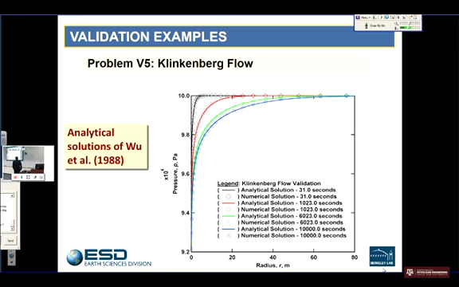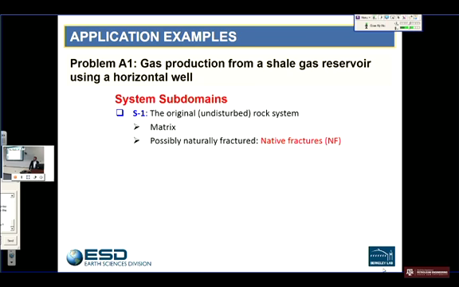And what you see over here is a comparison between the numerical solution and the analytical solution. So we're pretty happy after that. We can never say that a code is perfect, but we have indication that it works quite well.